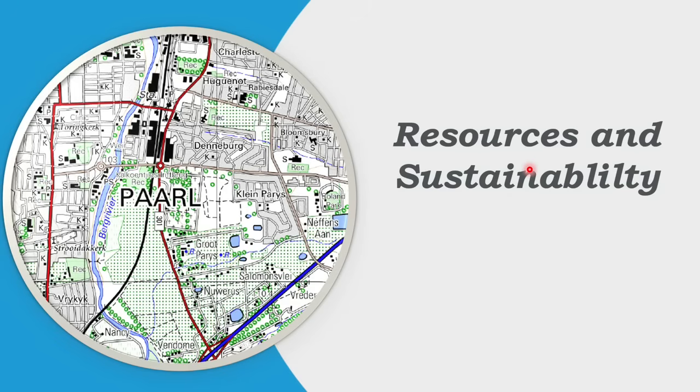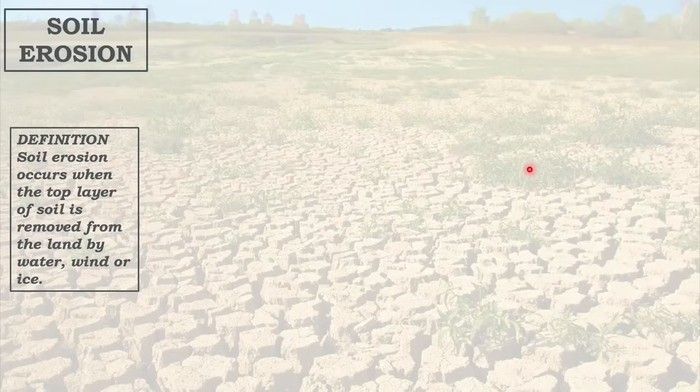Then we also look at resources and sustainability in grade 11. Very interesting topic. One of the first things that you looked at there, grade 11s, was soil erosion. You need to know the definition of soil erosion. You can be asked to define soil erosion. It occurs when the top layer of soil is removed from the land by one of the agents of erosion, such as water, wind, or ice.